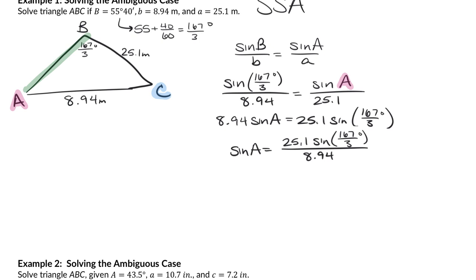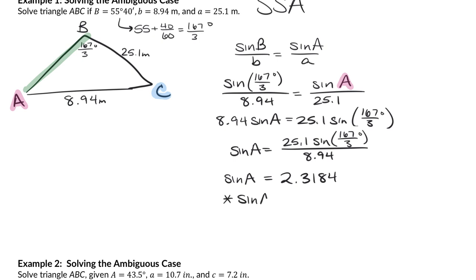What did you guys get here? 2.3184. Your spidey senses should be going off because we just wrote down that sine of A is equal to 2 point something. Can sine of an angle ever be bigger than 1? No. Is this bigger than 1? Yes. So we have an issue.